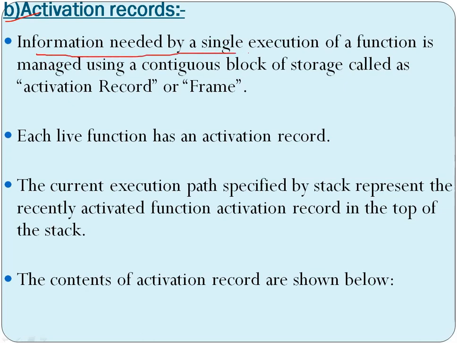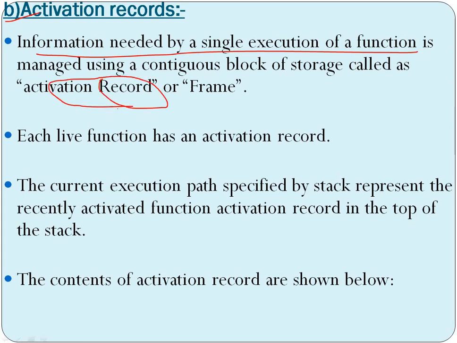The information needed by a single execution of a function is managed using a contiguous block of storage called an activation record. That means information about the function execution, including the parameters it takes, the return values, who is the caller of this function, and what temporary variables are going to be created in this function. All of these are represented in the form of an activation record.